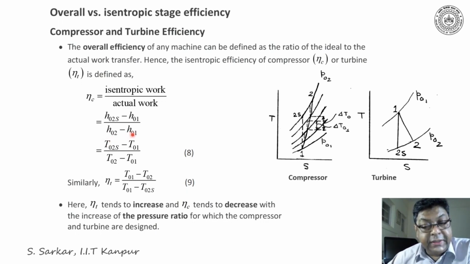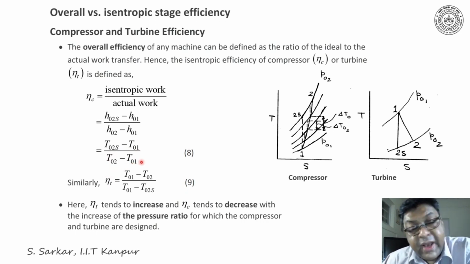If we consider Cp to stand constant within this temperature range, then I can write eta C as T02s minus T01 divided by T02 minus T01, that is isentropic temperature rise divided by actual temperature rise.